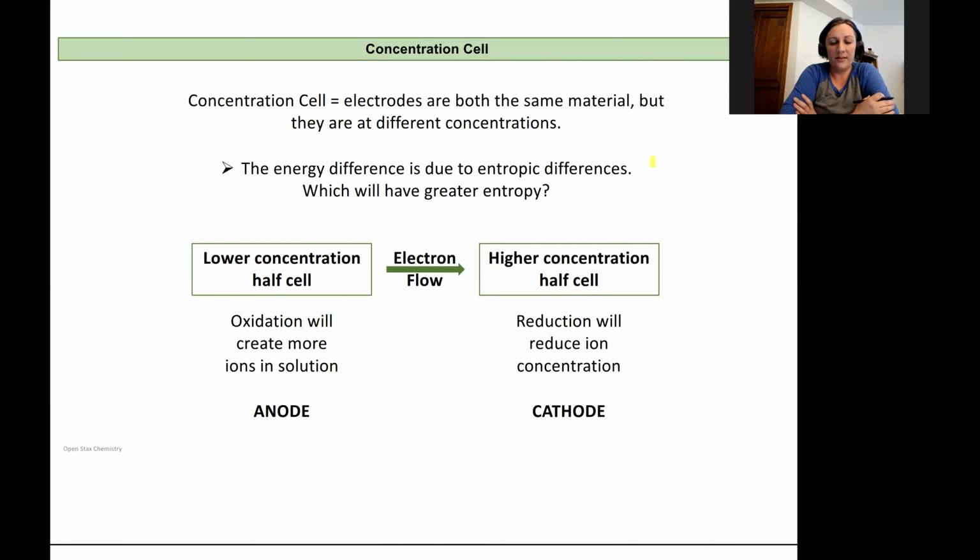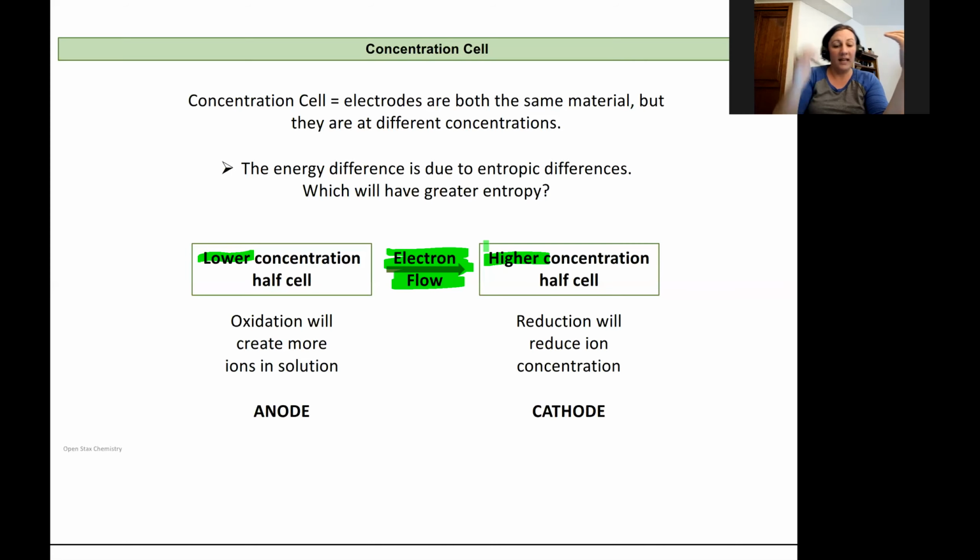And so we'll see that if we have a lower concentration half of the cell versus a higher concentration half of the cell, electrons are going to flow from the lower concentration to the higher concentration. And as these electrons flow, we're going to see the concentration in our higher concentration side decrease and we'll increase the concentration of the lower concentration half cell. And they'll come closer to being a little bit more even.